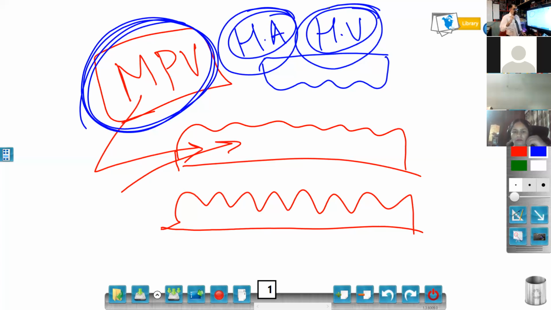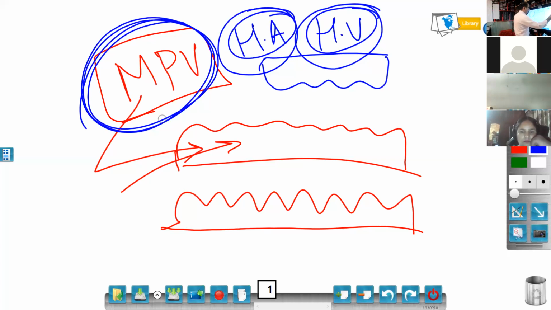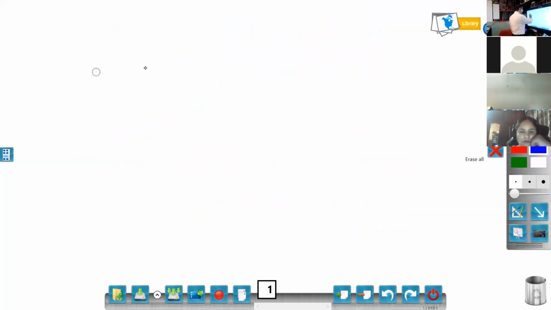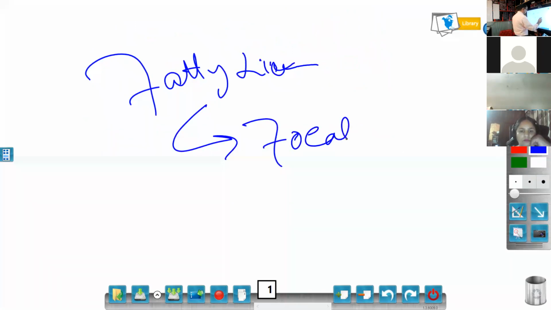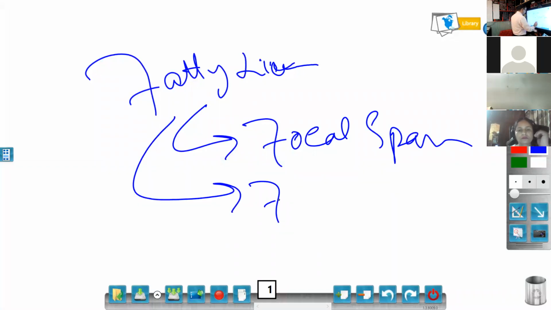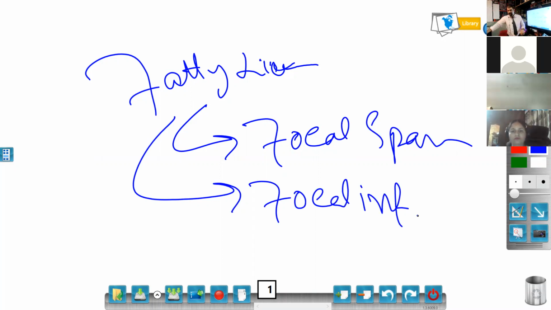Yes, in fatty liver, you should know about two things. One is focal sparing, and another is focal infiltration. If there is a focal sparing or focal infiltration, it will look like a mess.